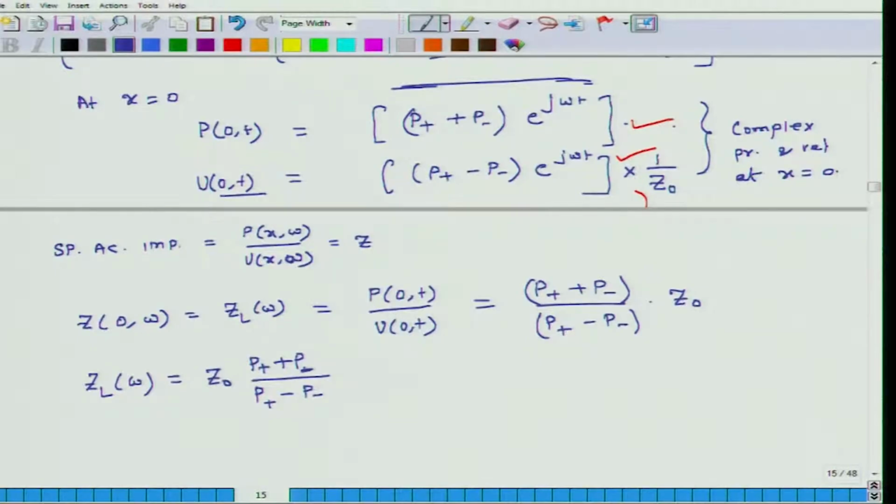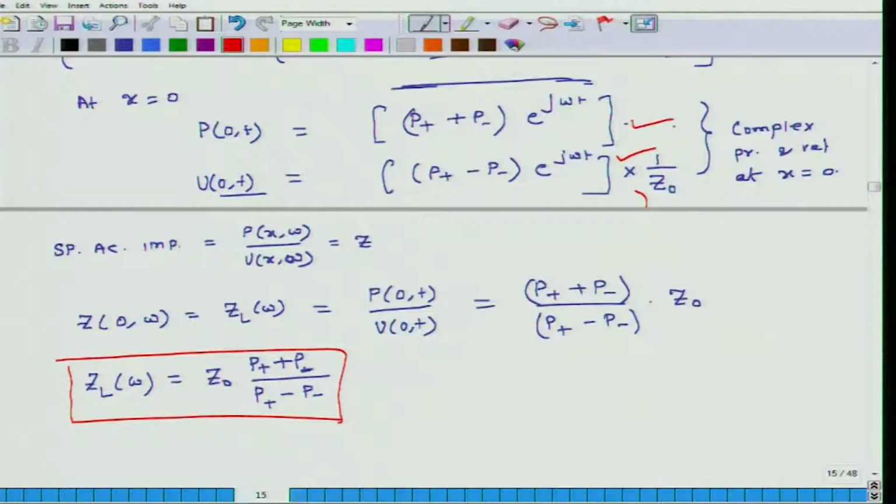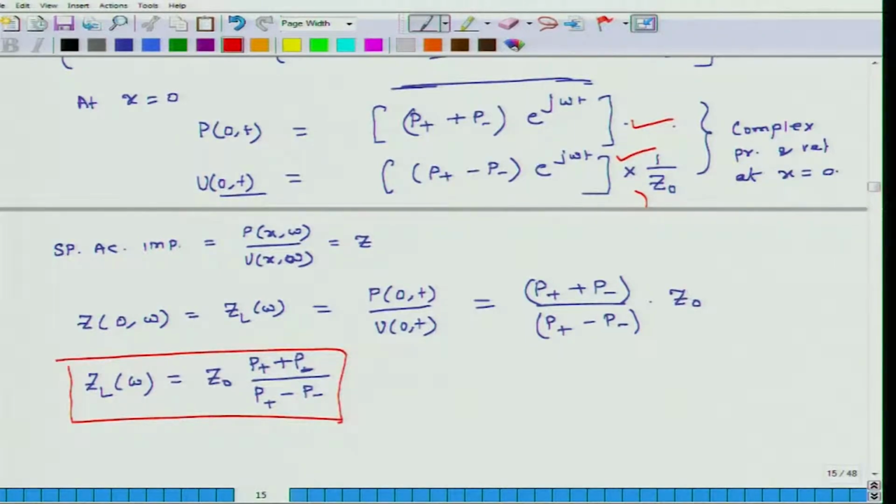Now, at this stage I will introduce an important relation: the terminal impedance, which is known, influences the complex amplitudes P minus and P plus based on this particular relation which we have written here. We know that P minus is the complex amplitude of the wave traveling in the negative direction, and P plus is the complex amplitude of the forward traveling wave. When the forward traveling wave hits the end and hits this impedance, it gets reflected.